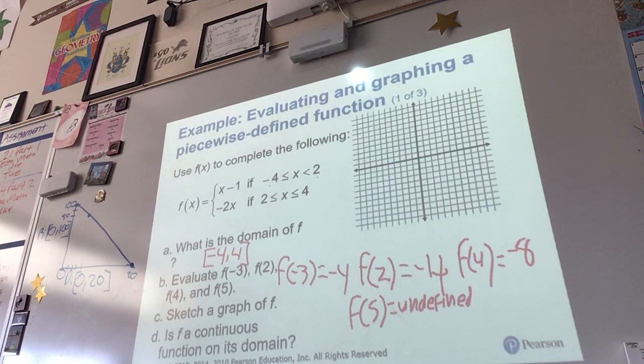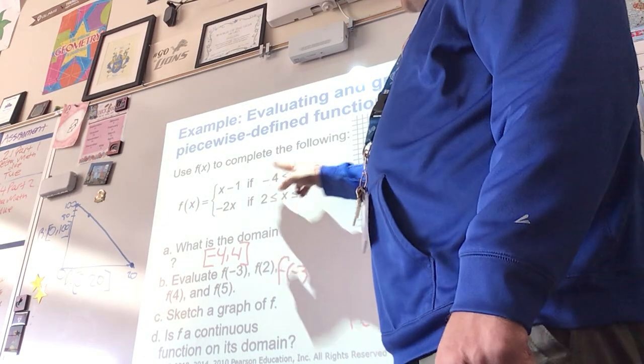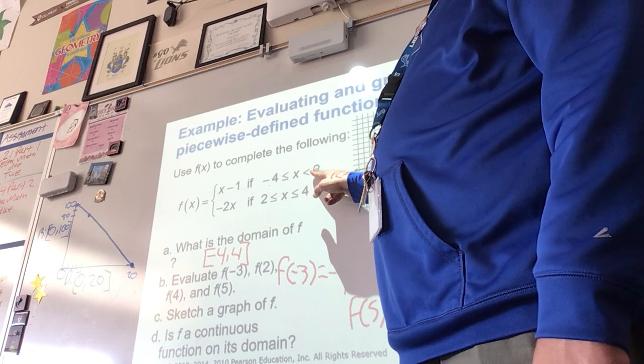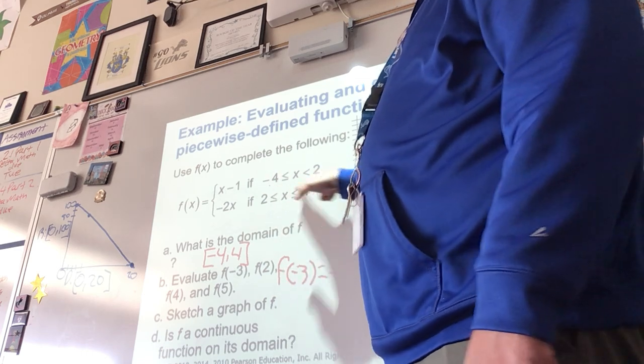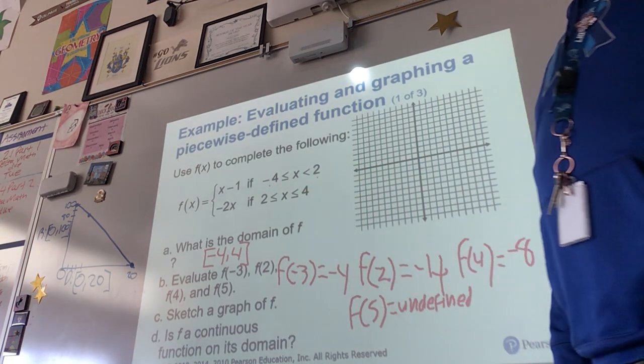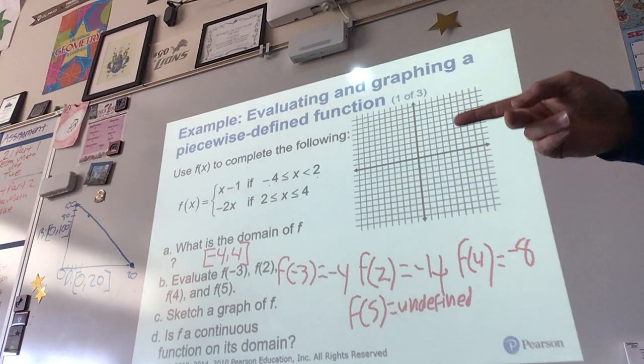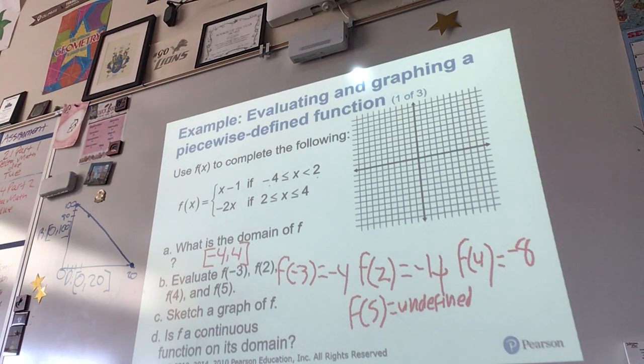Graphing these, there's 2 different ways to do it. There's one way to do it if I have numbers on both ends of my inequality. I have that here, I have that here. There's another way to do it, which I'll show you after this one. If there is an open-ended inequality, we're going to have arrows instead of points.